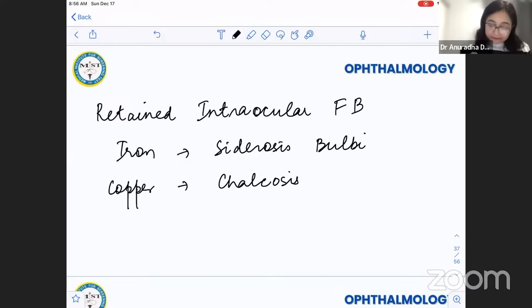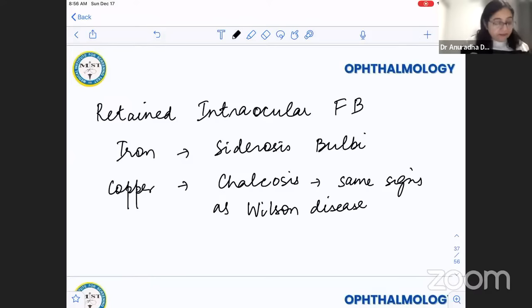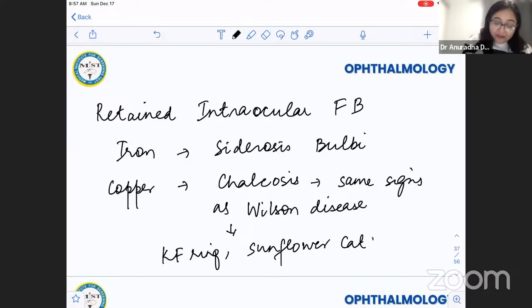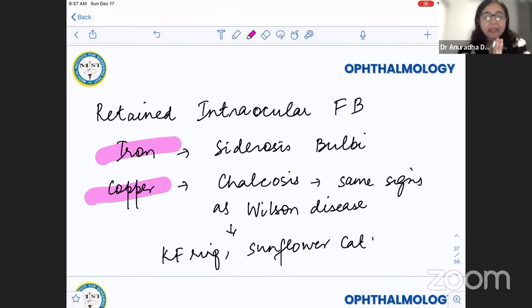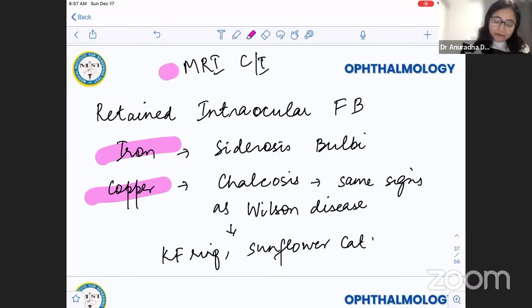And chalcosis has the same signs as Wilson's disease, beta. Same signs as Wilson's disease. Okay, so there will be KF ring, there will be sunflower cataract. That is what you will see in chalcosis, beta. Right? Yes, do not do MRI where you suspect metallic foreign bodies. So when metallic foreign bodies are suspected, MRI is contraindicated. Okay beta?